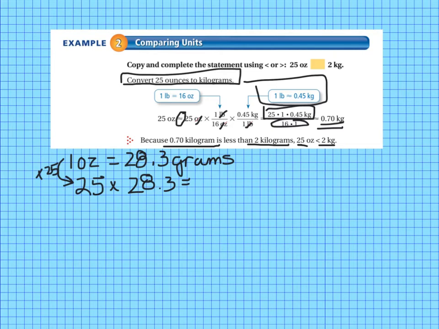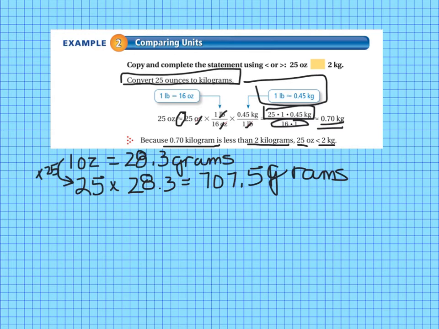So 28.3 times 25 equals 707.5 grams, not kilograms, grams. And then you need to think about, well, there are 1,000 grams in a kilogram. So that means that grams are smaller than kilograms, which means that in order to change grams into kilograms, we need to divide, and we need to divide by 1,000.